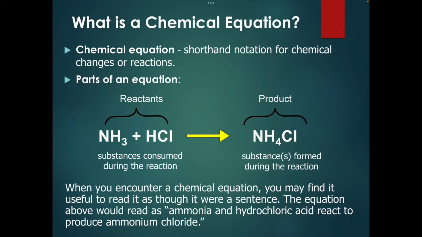Anytime you see this kind of chemical reaction, you may find it useful to think of it as a sentence, because we are going to do the opposite later in today's lecture. We're going to take a sentence and turn it into a chemical equation. But you can also think of this chemical equation as a sentence. So here, this would be ammonia and hydrochloric acid react to produce ammonium chloride. Right, so this is a sentence that we see in chemistry.